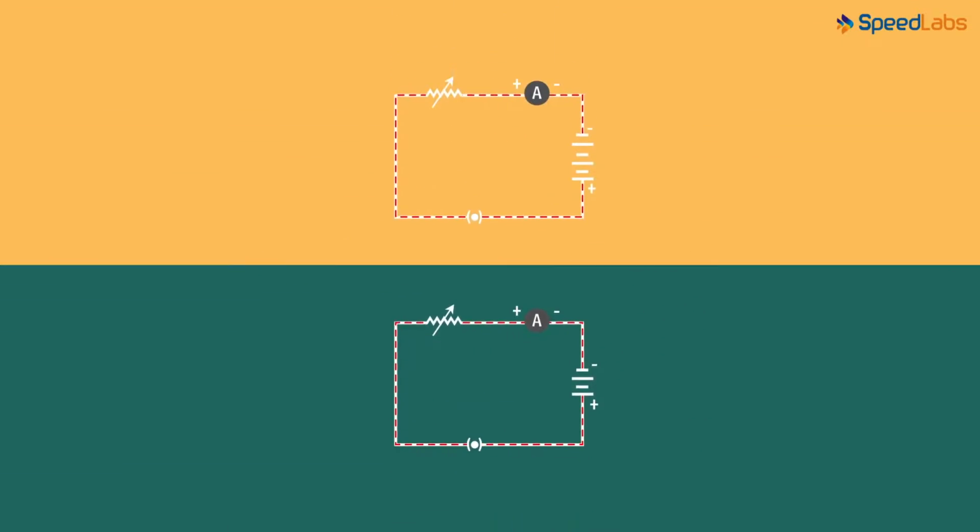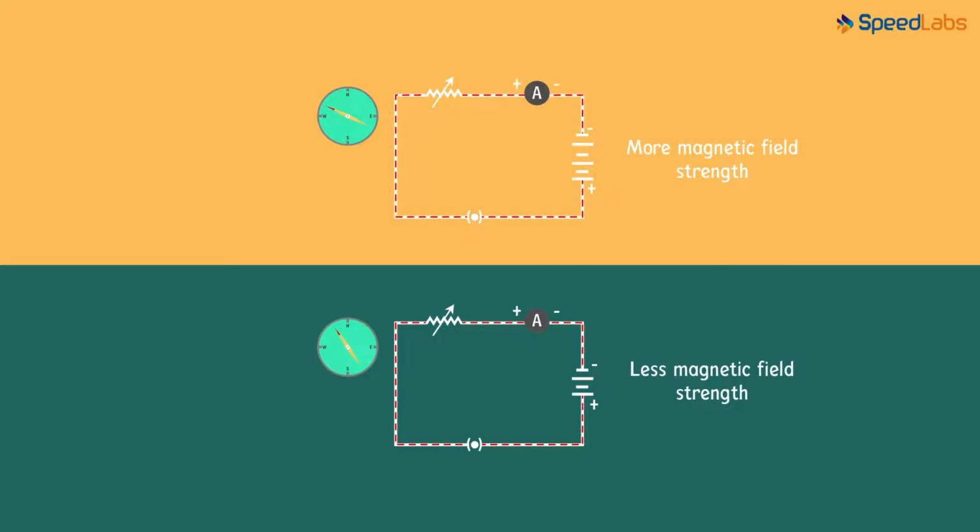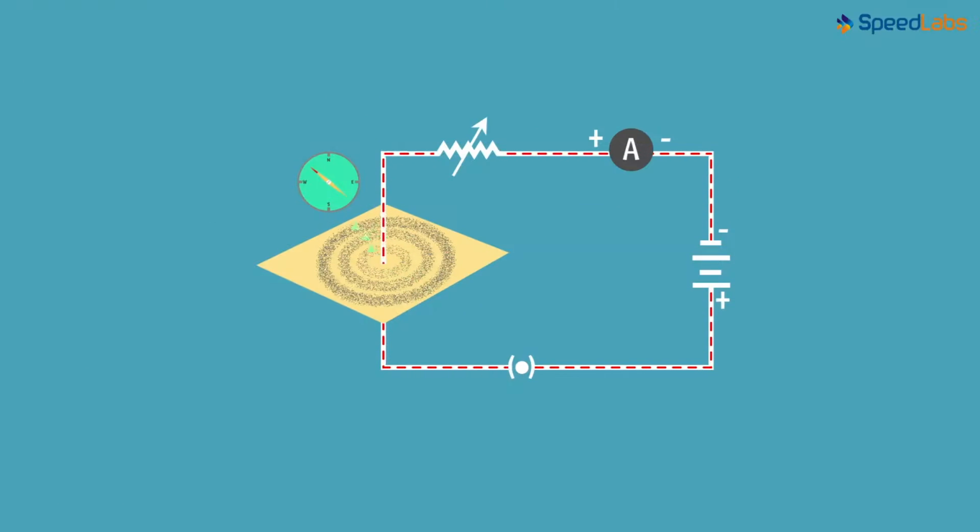Also, if we vary the current in the wire, which means if we increase or decrease the current in the wire, then the deflection of the compass needle also varies accordingly. Hence, we can say that the strength of the magnetic field also changes with the current passing through the wire. Now, does this mean that we need to conduct the experiment every time we want to find the direction of the magnetic field? Not really.